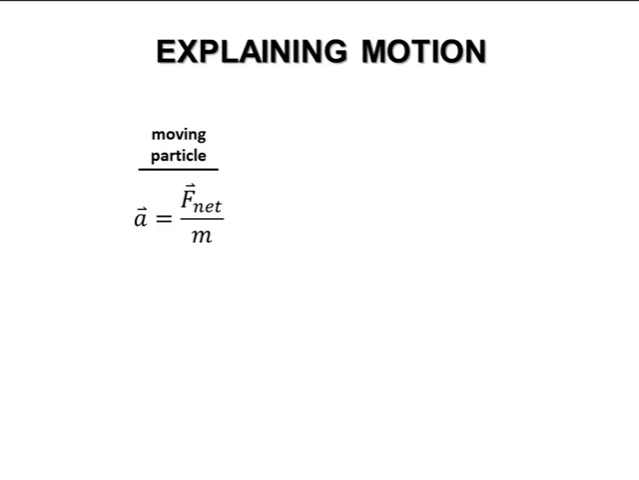We've already learned how to explain the motion of a moving particle, and we did that a couple of ways, but the first way we did it was in terms of Newton's second law. So here we have the net force causing the acceleration. So what we want to know is what kinds of things cause rigid bodies to rotate.